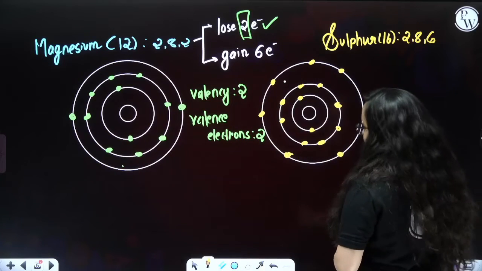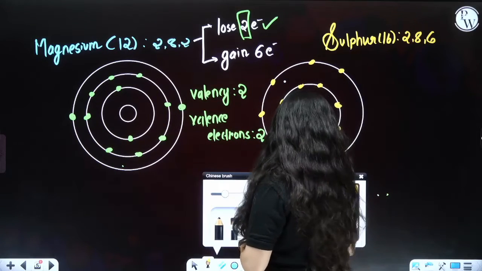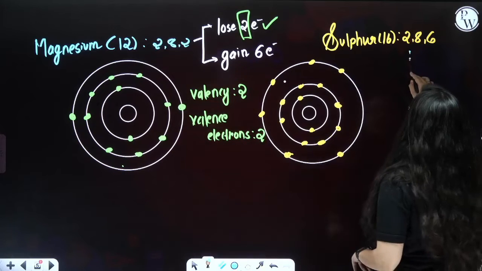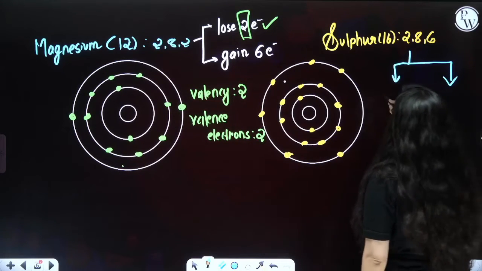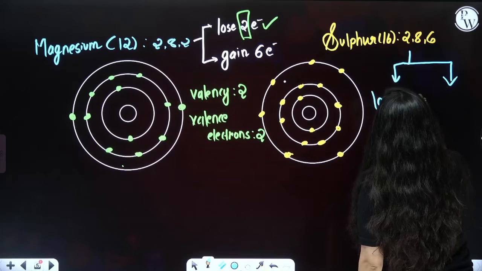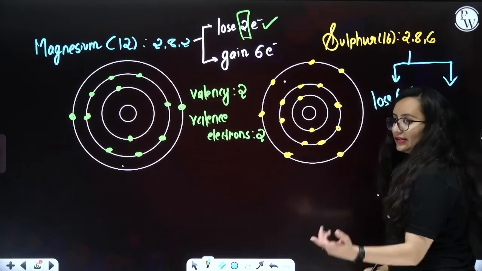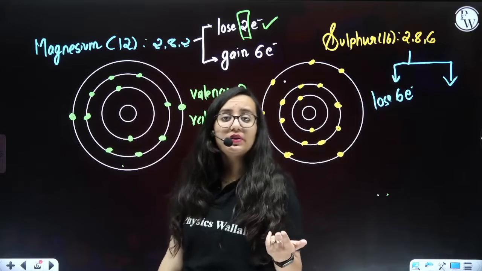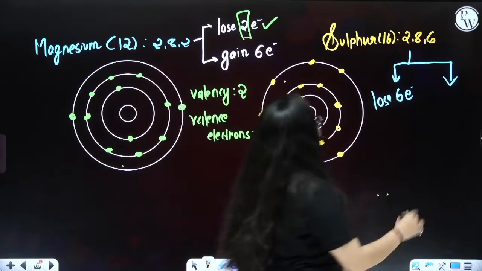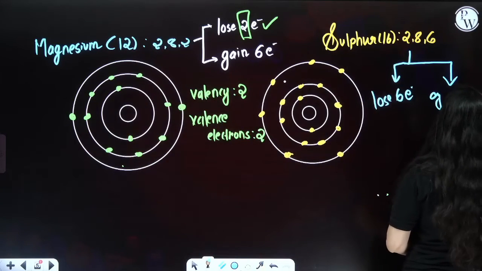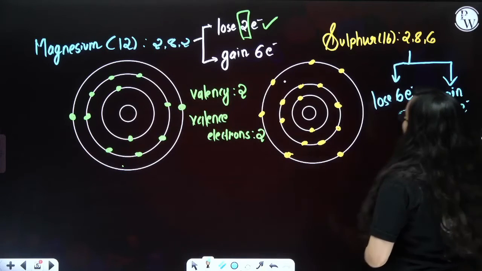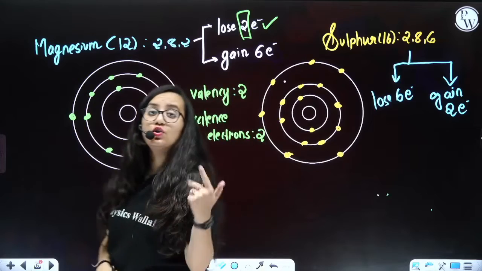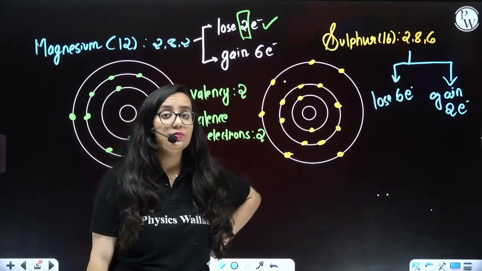Okay, now we will see again what happens. Sulfur has two ways. What are the two ways? It can either lose 6 electrons, okay, that way it can also attain stability, or it can gain 2 electrons. Okay, it can gain 2 electrons and attain stability.